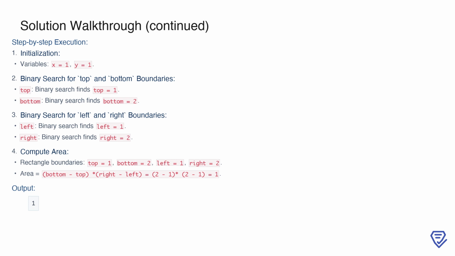Calculating the area, we get (bottom - top) * (right - left) = (2 - 1) * (2 - 1) = 1. This verifies that even in cases with a single black pixel, the algorithm correctly identifies the smallest enclosing rectangle. The output for this example is 1.